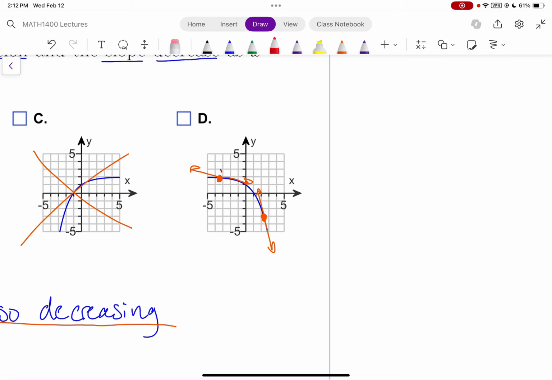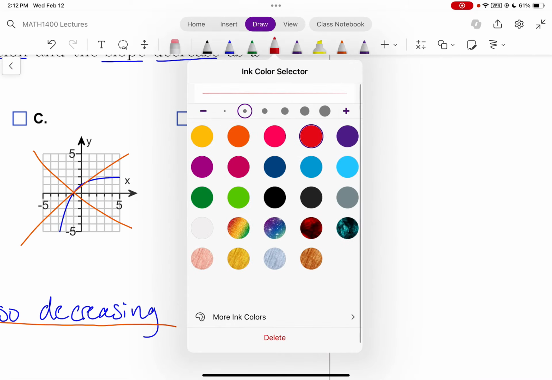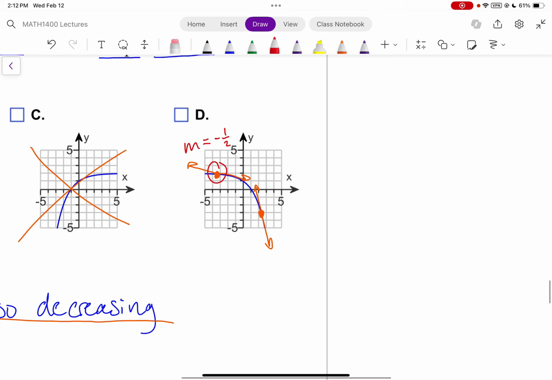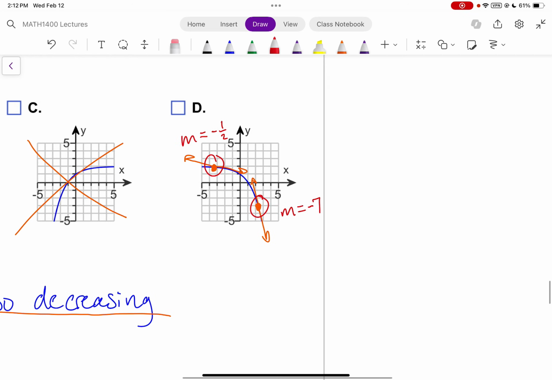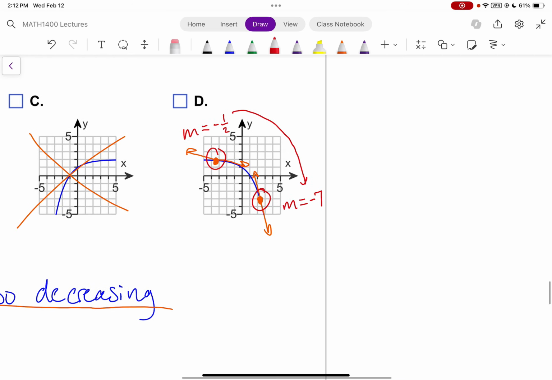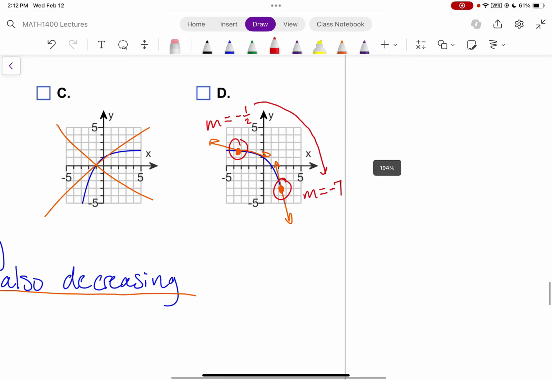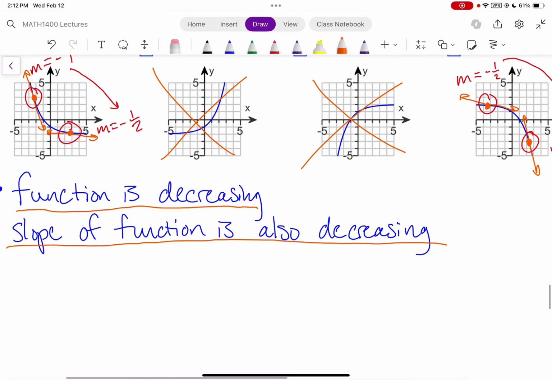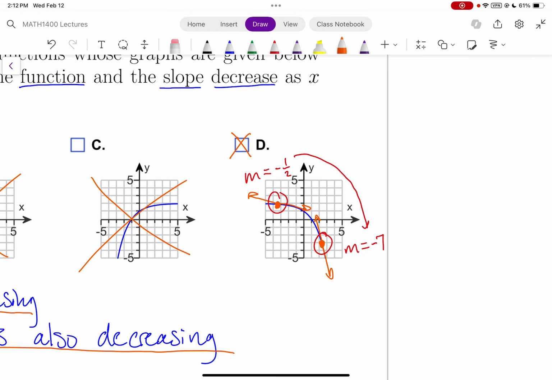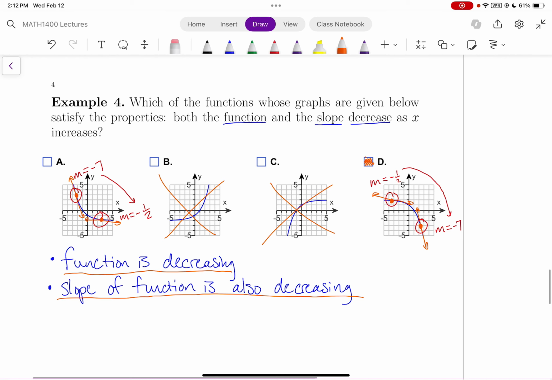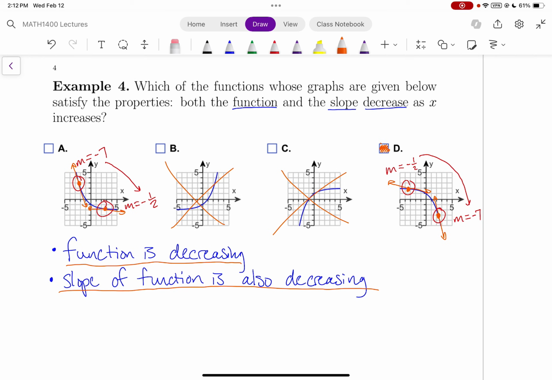On this tangent line, the slope looks more like -1/2. I'm just taking a guess, but that's what I'm going to predict it is. Whereas this one is a lot steeper. This could be like m equals -7, right? So as we go from left to right, from this slope to this slope, we're actually decreasing in slope. It's getting more negative, I guess is the best way to describe it. And that's what we're looking for: the slope of the function is decreasing, which is what's happening here. So I'll just fill that in. It's function D. Okay, and that's all we have for this section.